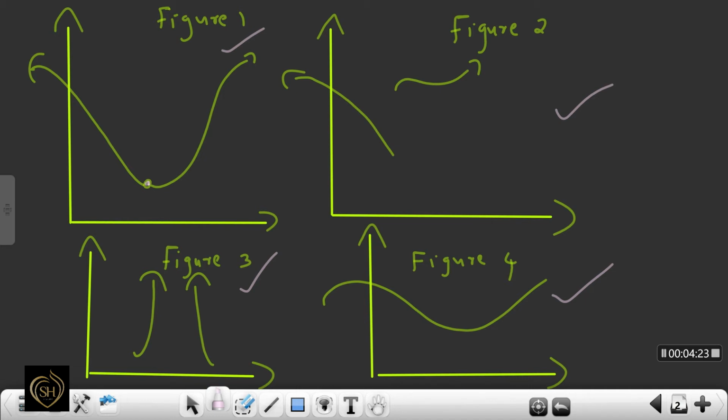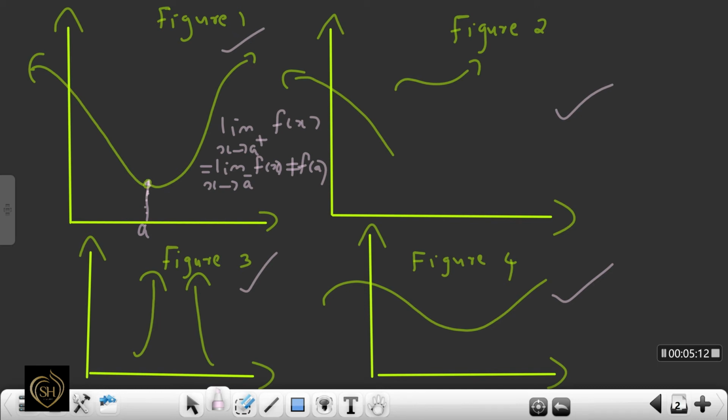In the first graph, if you recollect your class plus 1 functions, suppose this is the point A. The limits from both sides exist at A, but the graph is disjoint because they are not equal to the value of the function at the point A. That is, limit x tends to A plus f of x equal to limit x tends to A minus f of x, but it is not equal to f of A. So this is not a case of continuity.